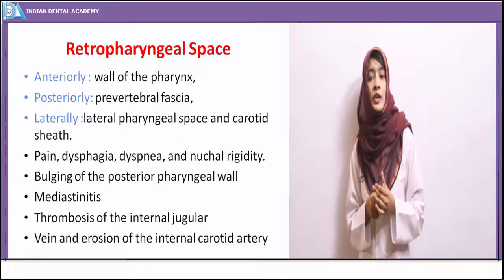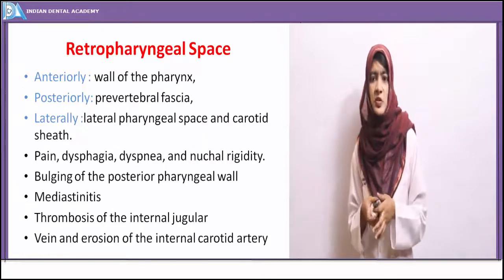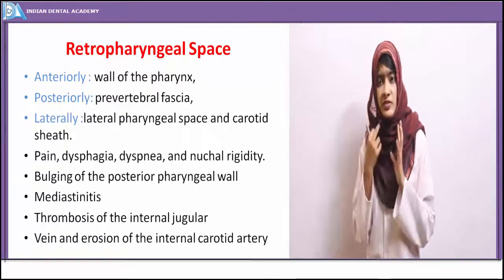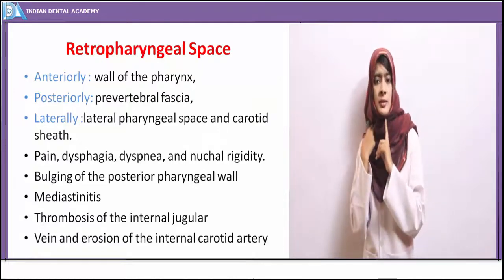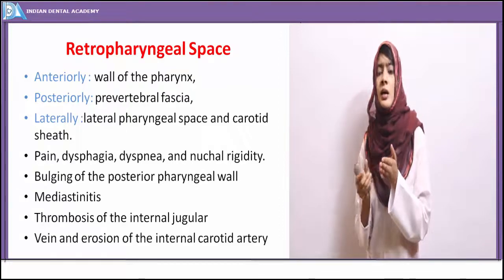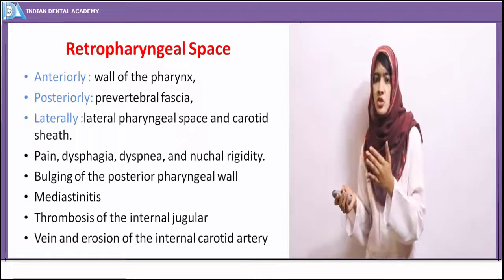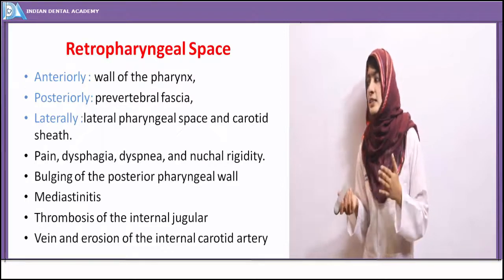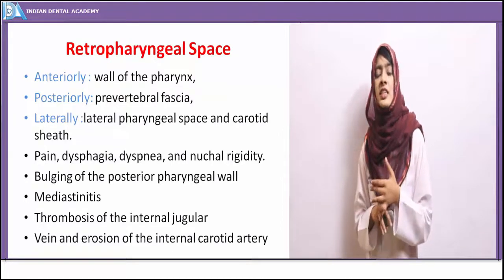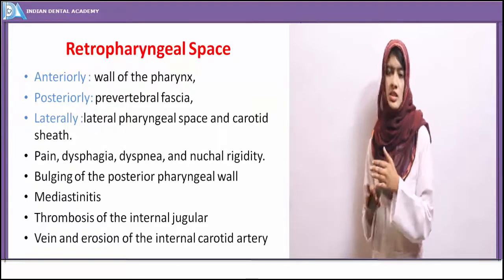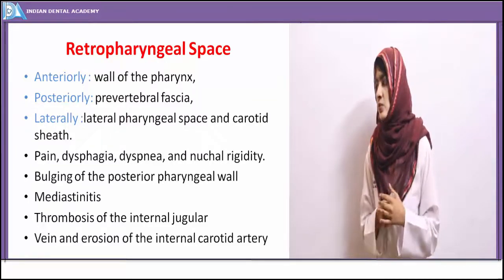The retropharyngeal space is nothing but an extension of that particular space. It involves anteriorly the wall of the pharynx and posteriorly the prevertebral fascia, same as the lateral pharyngeal space, but it's the posterior extension of that space. Laterally, it is bounded by the lateral pharyngeal space and the carotid sheath. It is just medial to the lateral pharyngeal space, we can say.